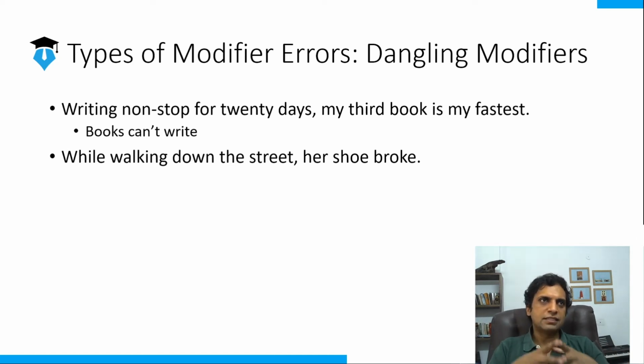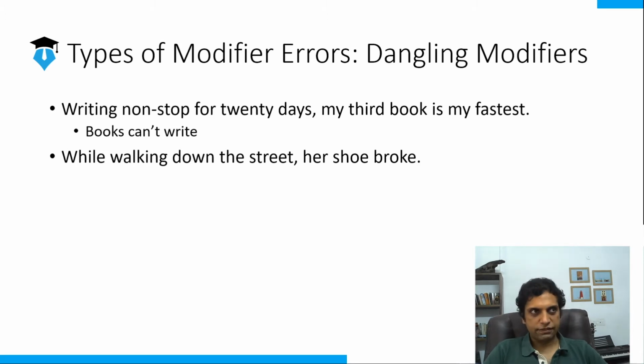So how do you actually solve modifier errors? You plug in the subject of the modifier, the focus of the modifier, somewhere in the sentence. Either in the main sentence if it fits, or even inside the modifier if it fits. So in the second example, that's actually much easier. While she was walking down the street, her shoe broke.